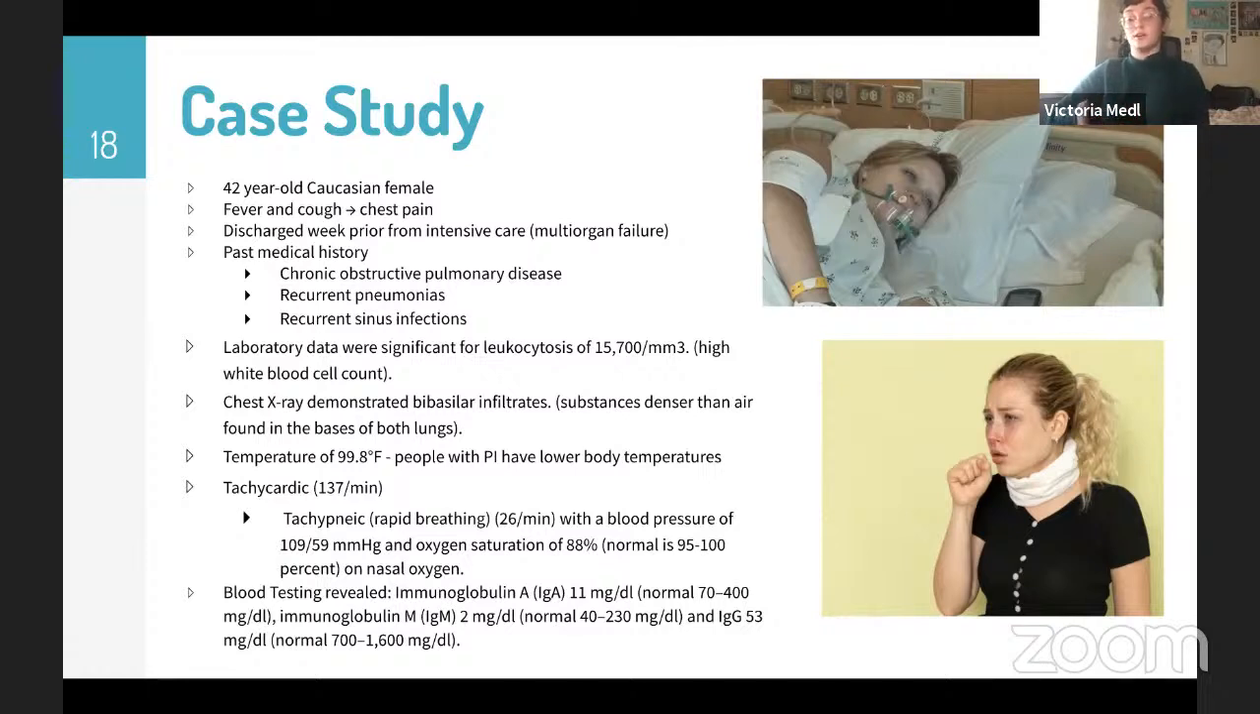And even when she was given nasal oxygen, she had an 88% oxygen saturation. So they knew that she wasn't getting the oxygen she needed. And then when they did the immunoglobulin workup, they found that all of her levels, IgA, IgM, IgG, were very, very low. So they put her on immunoglobulin replacement therapy shortly after.